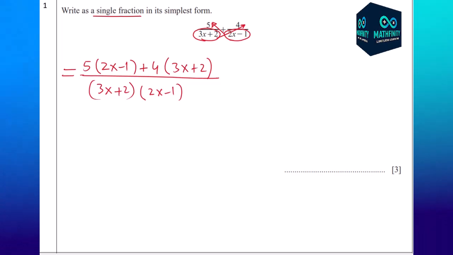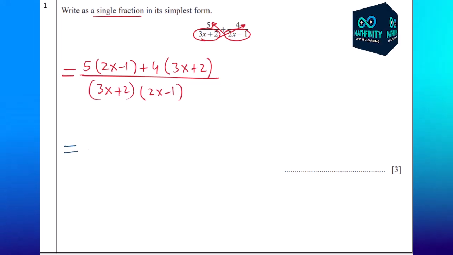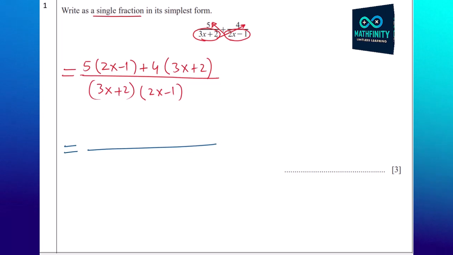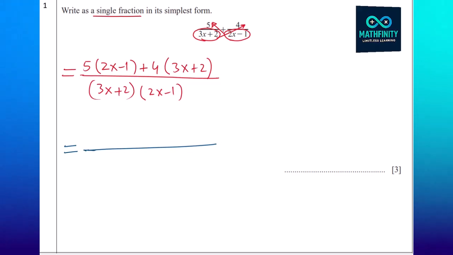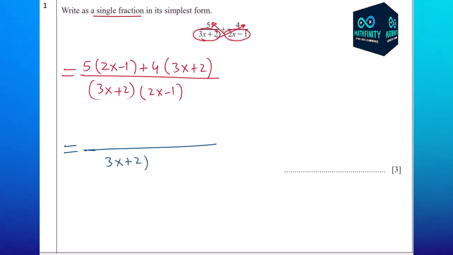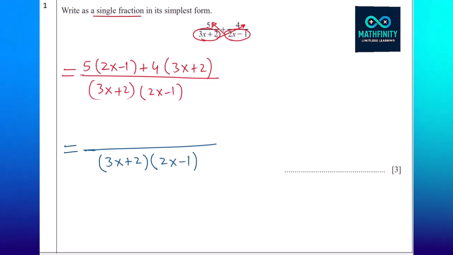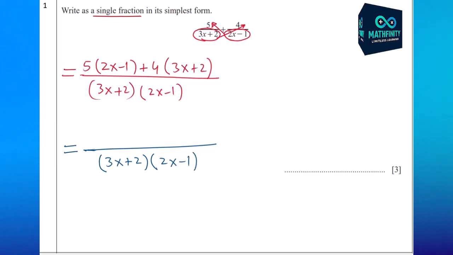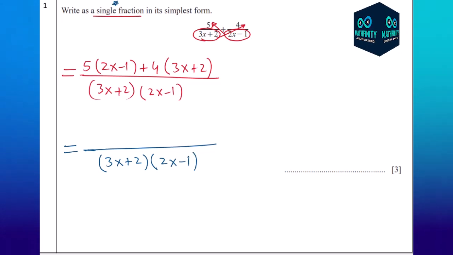After this one, just open the bracket in the numerator. No need to open the denominator because this is not the requirement. Just keep it as it is. But if you open the bracket in the denominator, it's still the same, like if you do not open the bracket, we'll get the marks. This is not the requirement of the question.